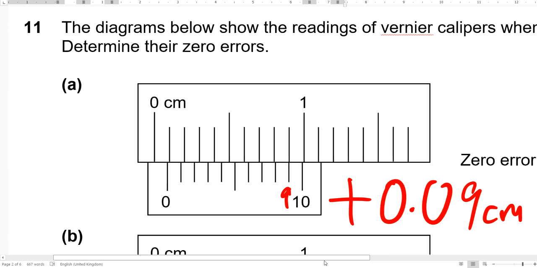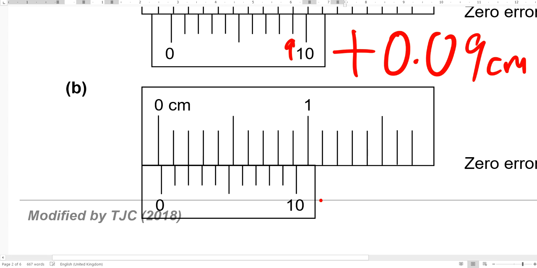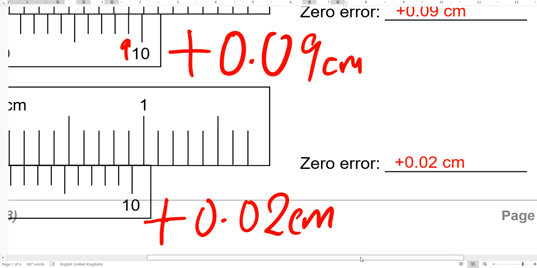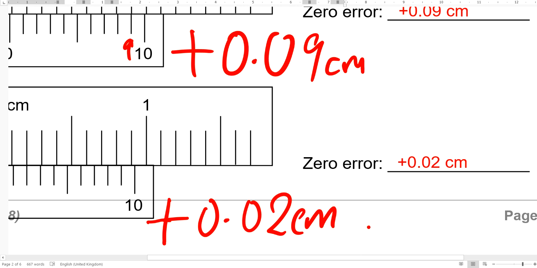Okay, next. Is it going to be still a positive zero error? Yes, it looks like it's positive. How much is it now? Positive 0.02 cm. Which error is bigger? The first one, A or B? A has a bigger error. So if you have to choose one to use, B doesn't look as spoiled. But we all know how to handle zero errors anyway, and we will do that later on. So positive 0.02 cm.